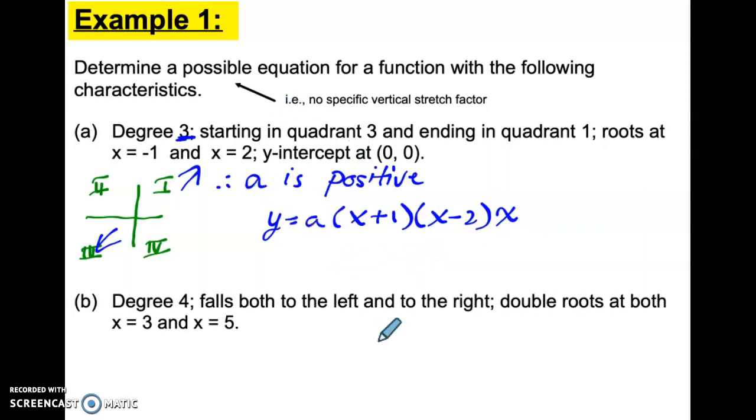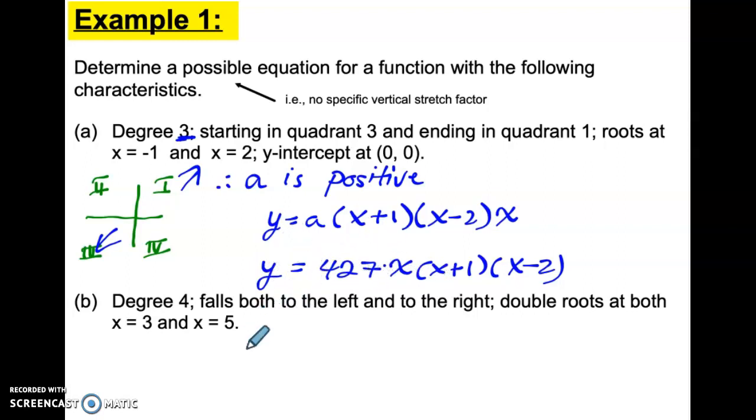It's asking us for a possible equation, so you can choose any positive a value you want, let's say 427. And then my 3 brackets stay the same. So there's a possible equation, but you could have chosen any positive a value that you wanted, and that would have been a possible member of this family.